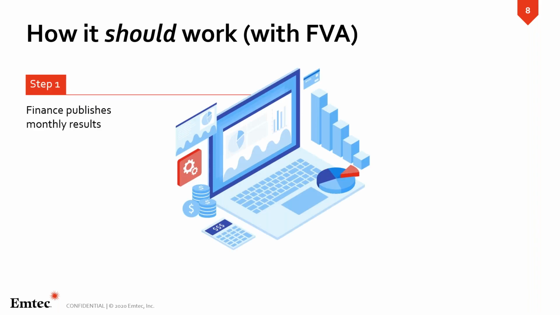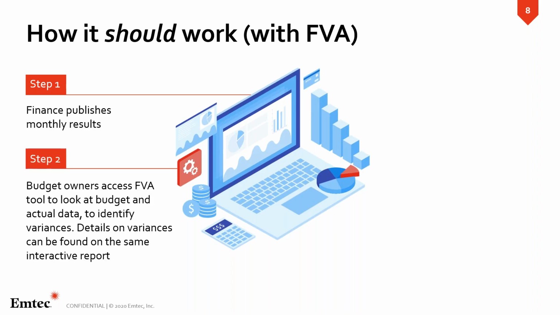The first step is still the same. Finance publishes their monthly results at the exact same time, so day 7 following the month end. However, once they publish, those results are incorporated into the FVA solution with our pre-built ETL, and it's a change capture ETL, so it picks up and brings over those results near real time. And budget owners immediately have access to both budget and actual data in the FVA tool.